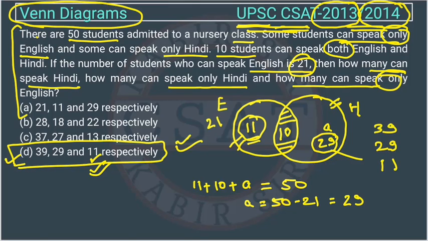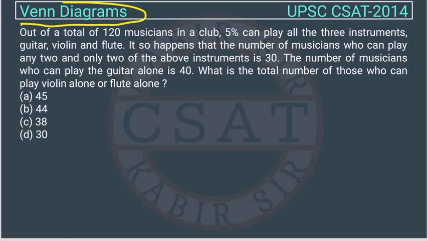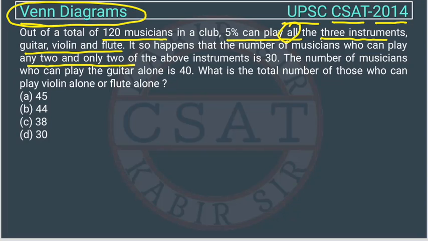Okay, this is a reasoning question taken from the chapter Venn Diagram, asked by UPSC in their CSAT paper of 2014. Out of a total of 120 musicians in a club, 5% play all the three instruments, guitar, violin and flute, right? So there are three instruments. It so happens that the number of musicians who can play any two and only two of the above instruments is 30. The number of musicians who can play the guitar alone is 40. What is the total number of those who can play violin alone or flute alone, right?